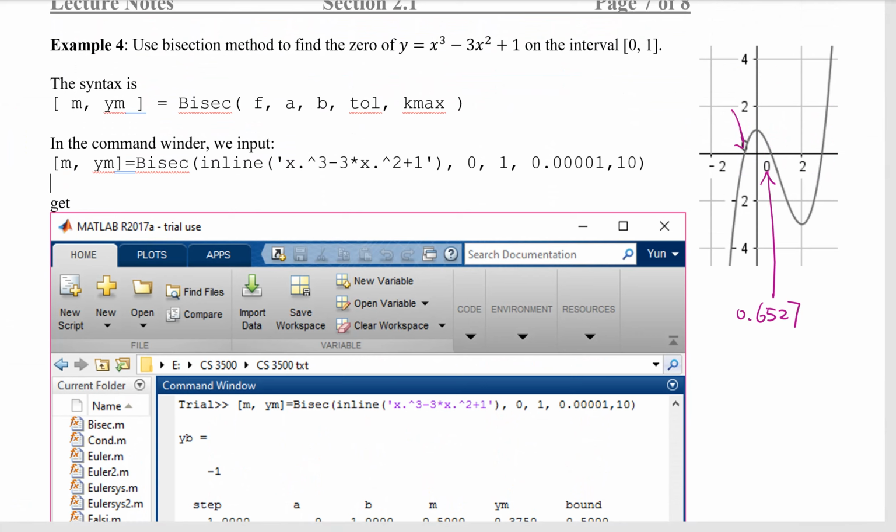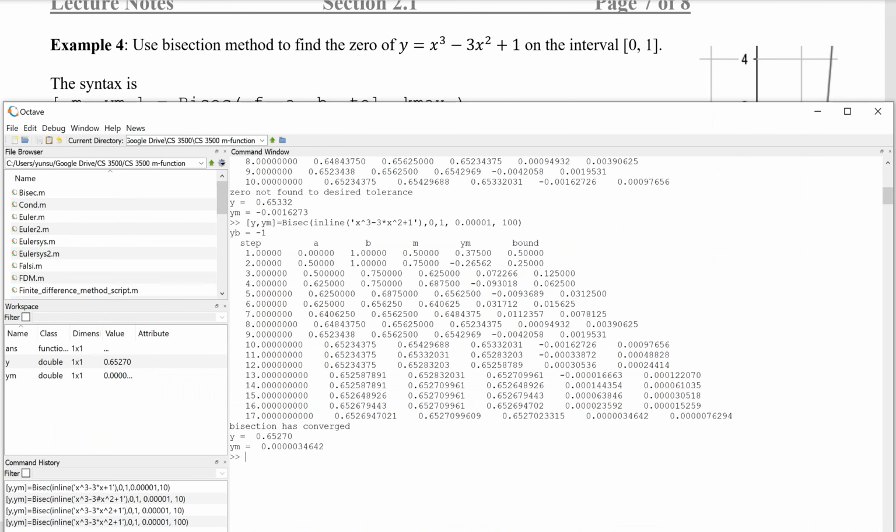Okay, this one, let's try -2 and 0. Here you just press the up arrow, then you can go to the previous line. Here I want to find the roots between -2 and 0. And so far so good, everybody.